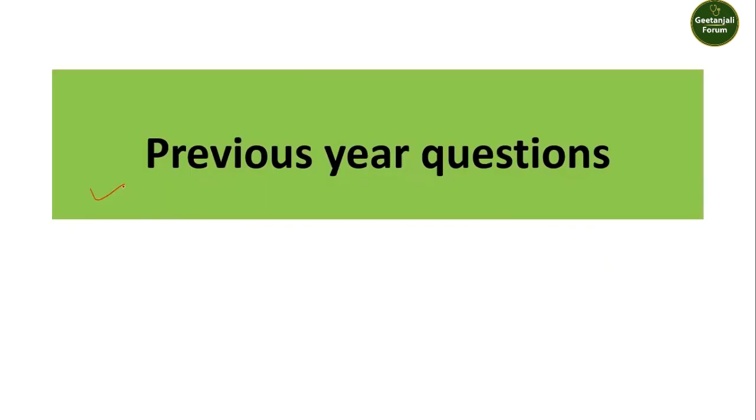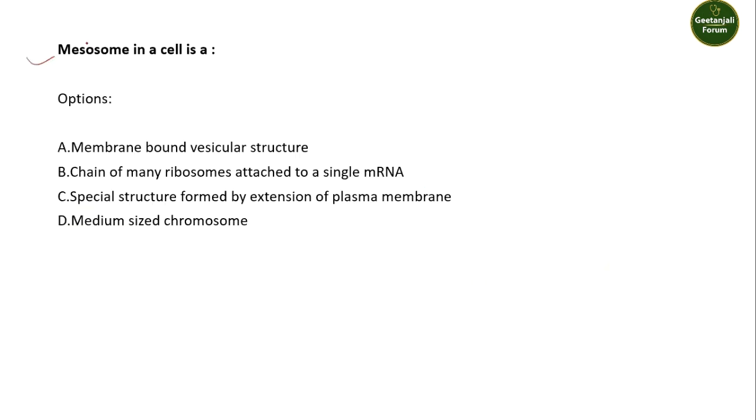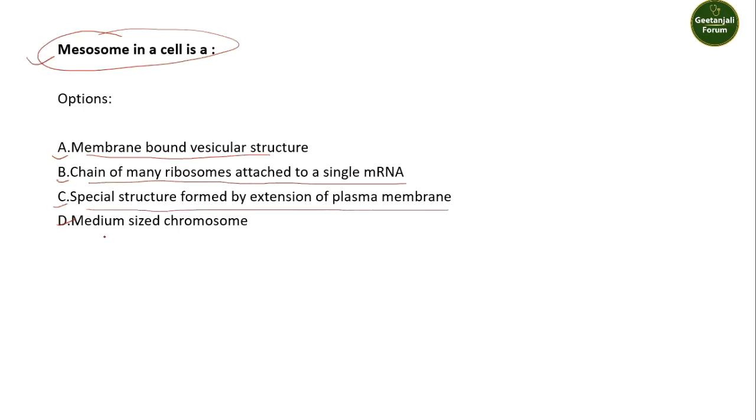Now we will solve the previous year questions. So let's see what kind of questions have been asked in the NEET exam in the past years. First question is, mesosome in a cell is a... There are 4 options given here. First option is, membrane-bound vesicular structure. Second option is, chain of many ribosomes attached to a single mRNA. Third option is, spatial structure formed by extension of plasma membrane. And fourth option is, medium-sized chromosome.